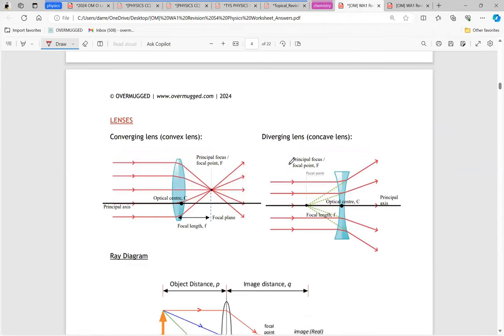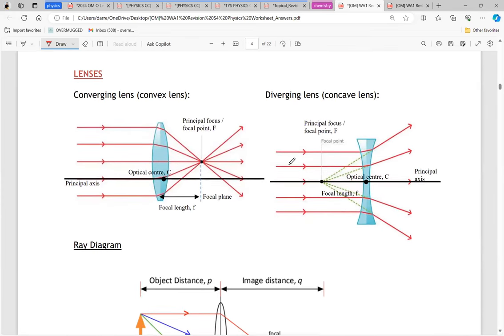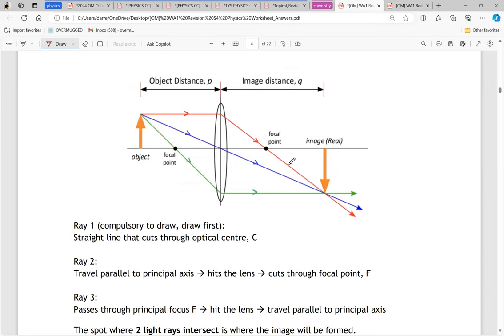There are two types of lenses that you're required to know, the converging and diverging lens. Converging means to converge, the light rays will bend inwards. They will come together. Divergence means they will bend away from one another. Later, we'll look at a couple of scenarios where this applies. But to be honest, the real important bit about lenses is the ability to draw in your light rays.